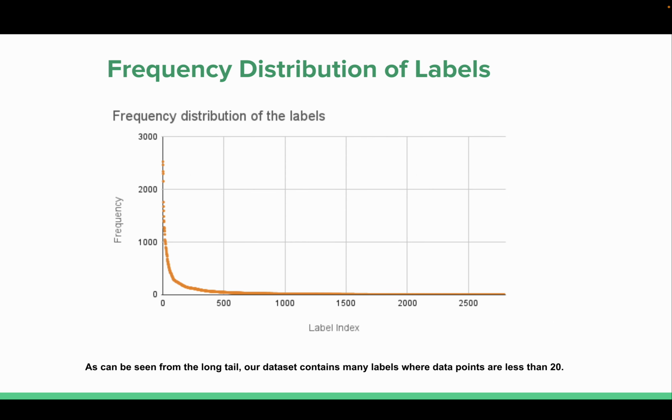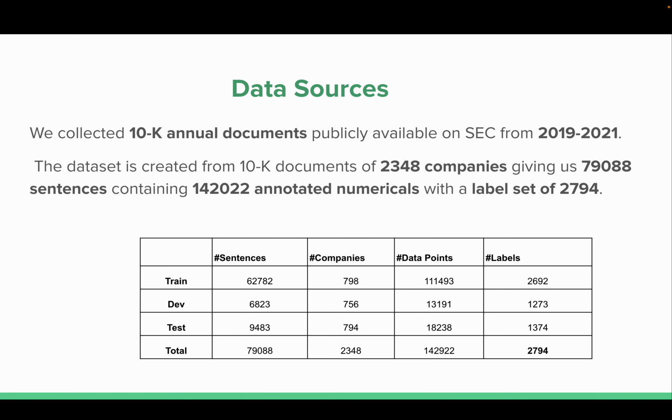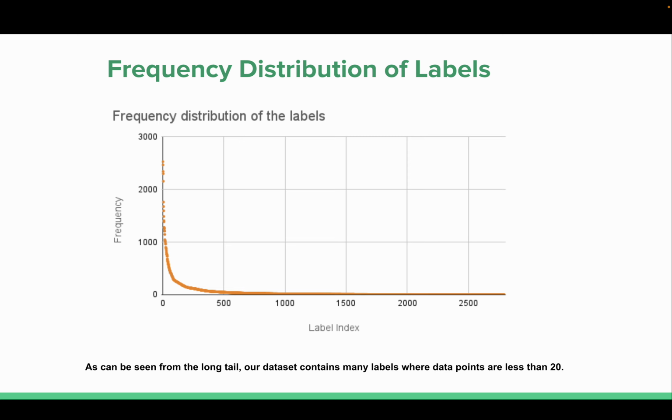Then we looked at the frequency distribution of the labels. On the y-axis we are showing the frequency of a particular label, and on the x-axis we are just showing the label index, which can be from 0 to 2794. As you can see, this follows a long tail distribution, and our dataset contains many labels where data points are less than 20.